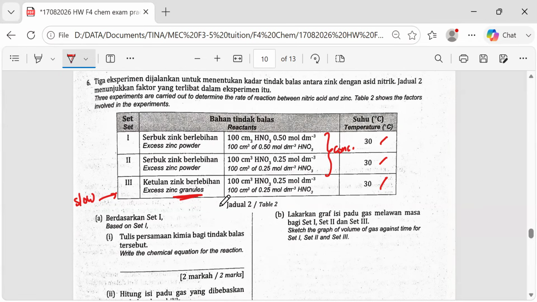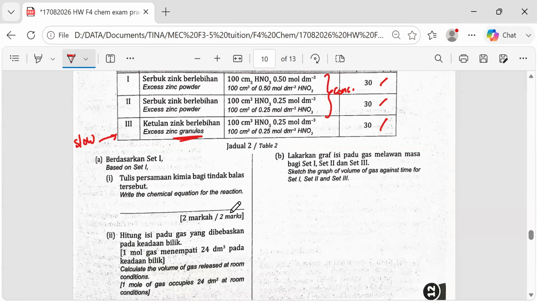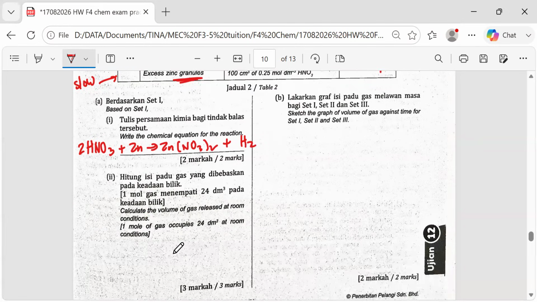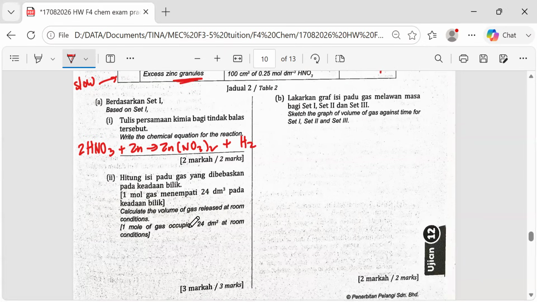Okay, so write down the chemical equation for nitric acid and zinc nitrate, and hydrogen gas. What is the volume of the gas released? Okay, at 24 degrees, 24 centimeter cube.